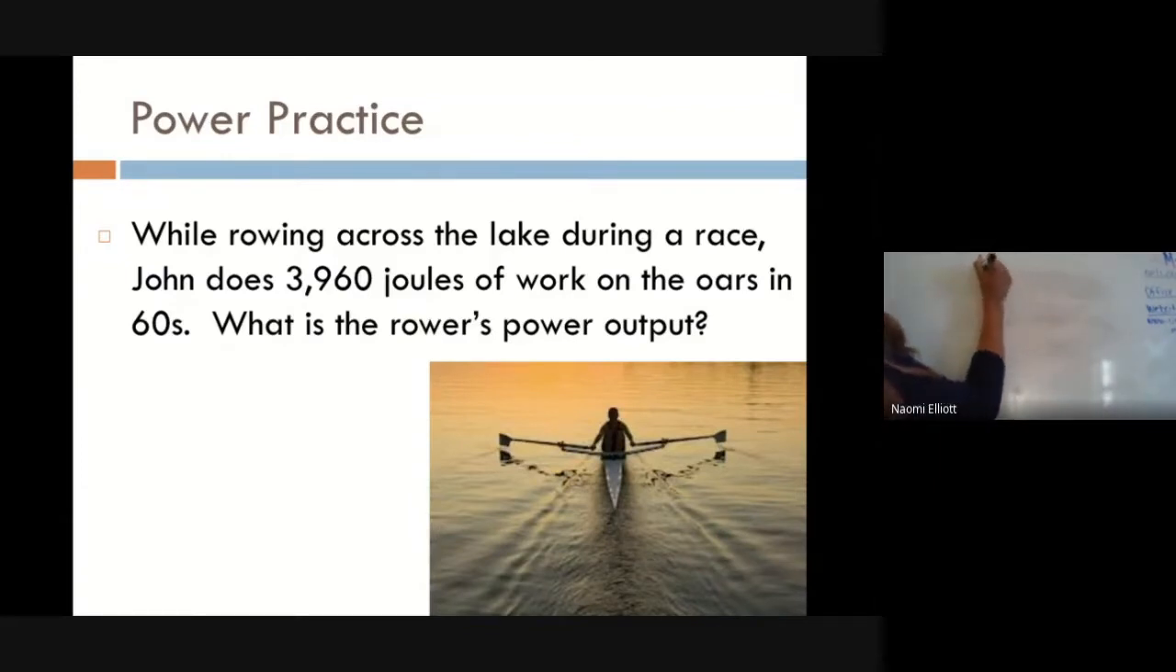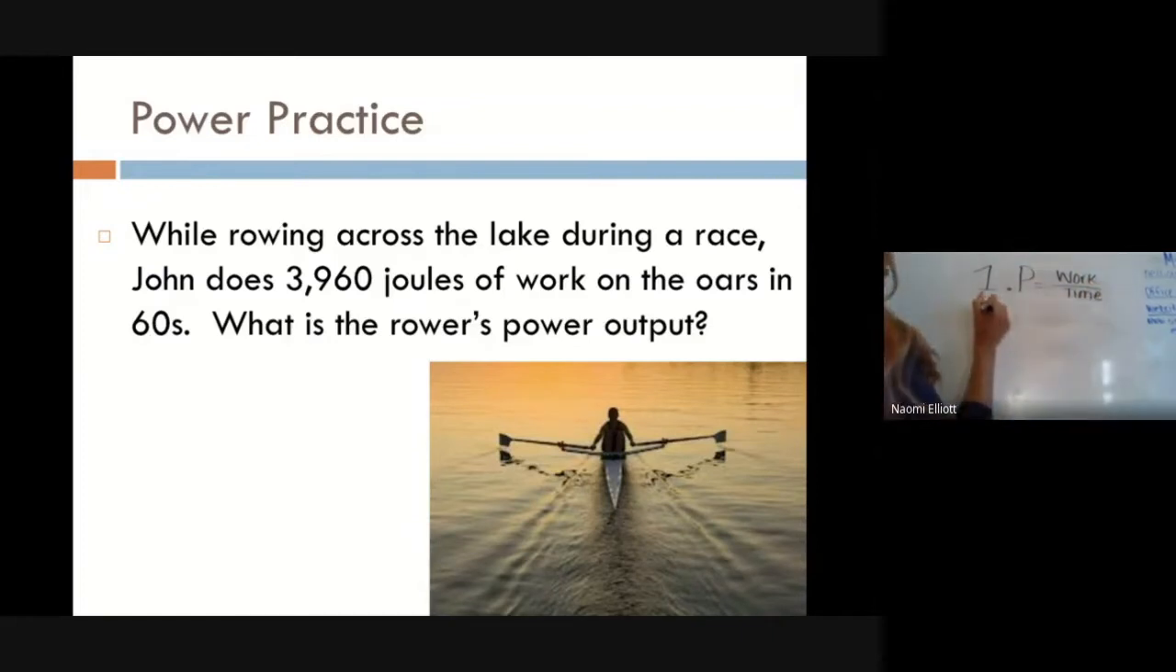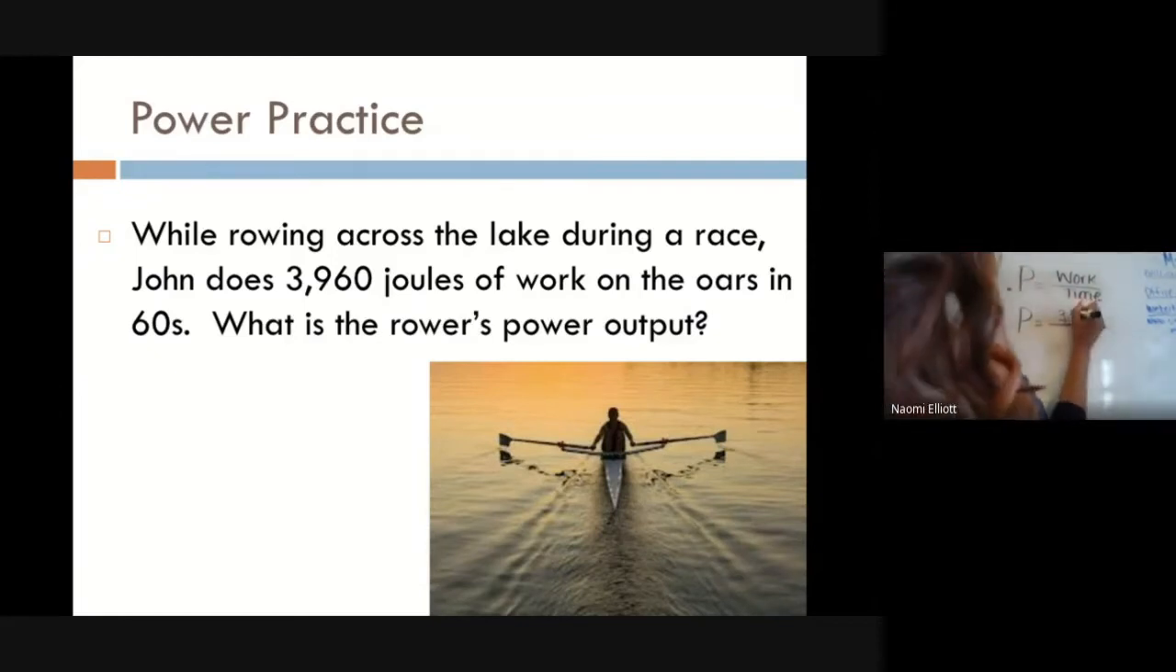Okay, so one, we need to make sure that we have the correct equation. So power equals work divided by time. Okay. Part 2 is going ahead and fill in the information we know. So power is going to equal the amount of work, which was 3,960 joules, divided by 60 seconds.